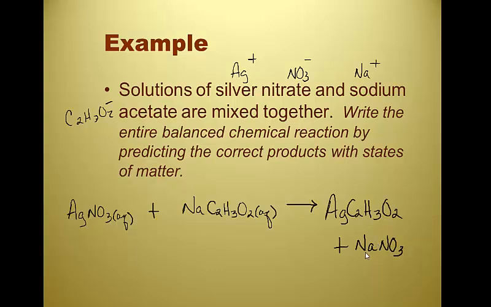Now I'm going to predict the states of matter and see if a precipitate reaction occurred. Please remember that a precipitate is when a solid forms after pouring together two solutions of soluble salts. Do they or do they not make a precipitate? Well, based on solubility rules, acetates are soluble except for silver acetate. So this is insoluble, meaning it will form a solid, meaning it will form a precipitate.